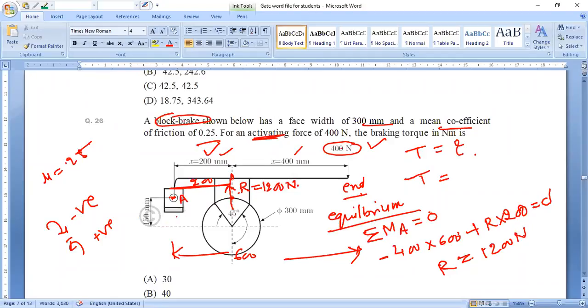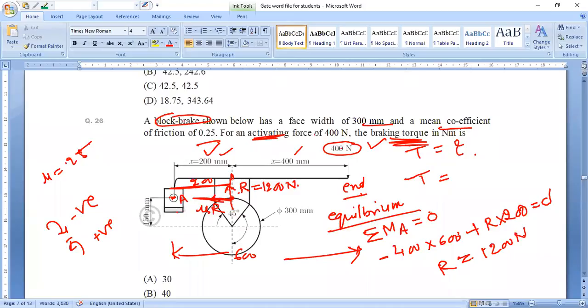Now on the block brake, what do we have to find? We have to find the torque. So far we have found the reaction, not the torque. To find the torque, this is the reaction. Due to this reaction, the friction force will be generated. That friction force is mu times R. It is a limiting friction, mu R.